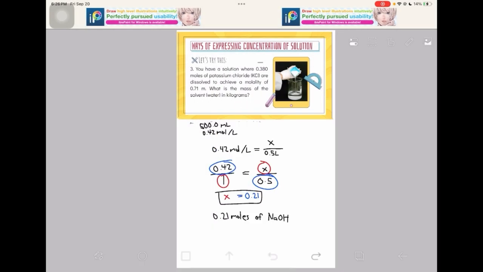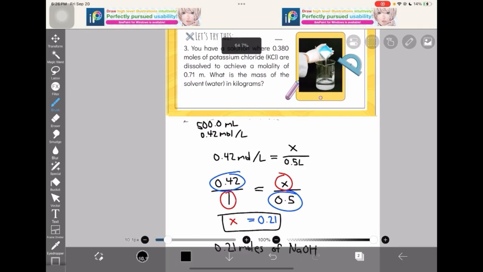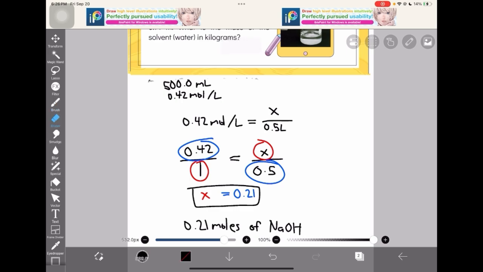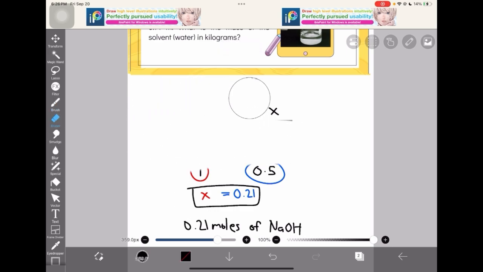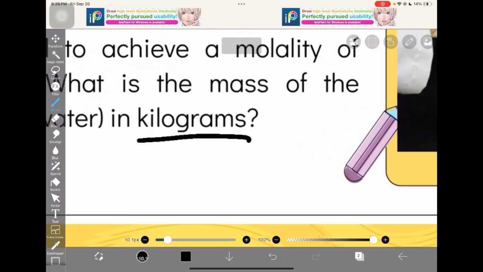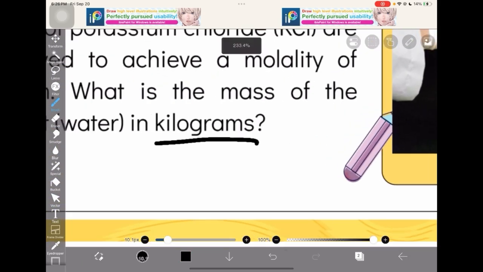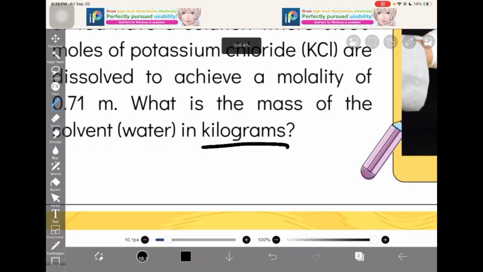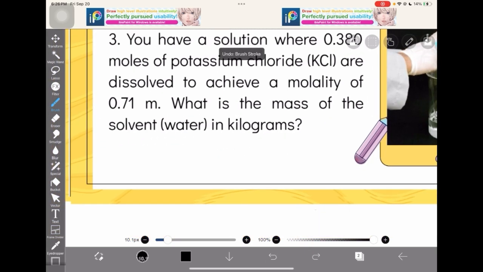Okay. So this one is now about molality. How do I know that? It's because we have kilograms in the question. See? Kilograms. And in the previous questions, we have milliliters. But now it's kilograms. So the formula actually isn't much different.